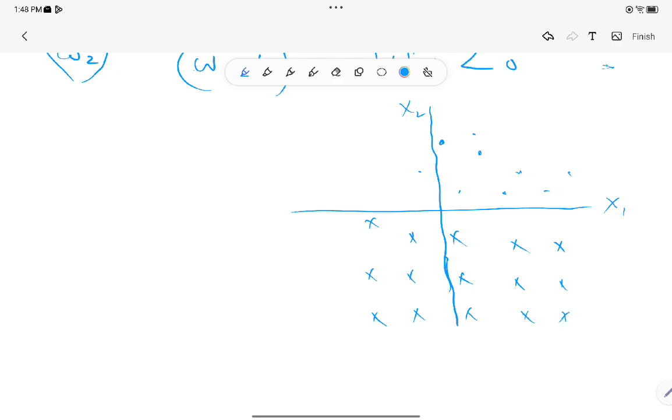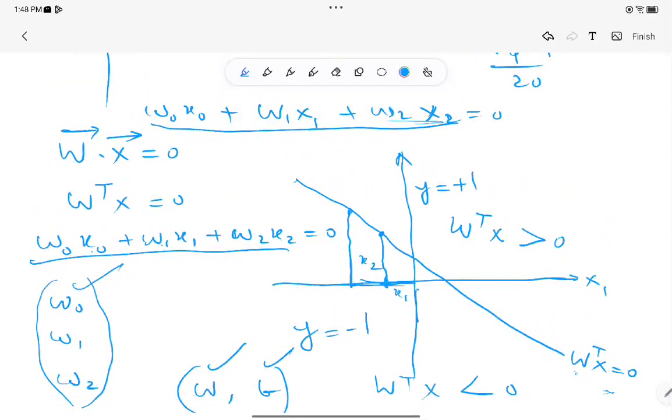Now we want a correct divider that can divide them correctly. What do we do? We take an arbitrary weight vector. But before that, I'm sorry, before that you have to realize one thing, that is, w^T x equal to 0 divides the plane into two parts. In one part w^T x is greater than 0, in the other part w^T x is less than 0. Okay, these two parts have this difference.